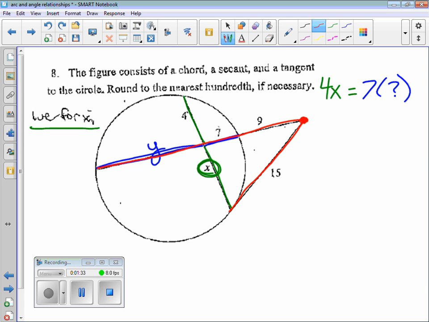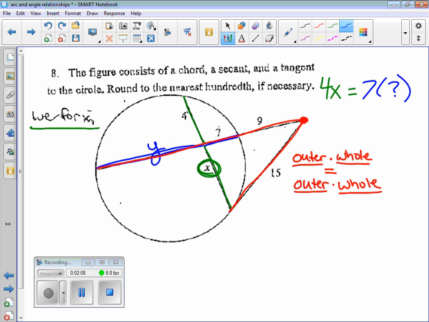That's the circumscribed angle. We have a rule for how to solve for missing pieces of this. The rule is you take the outer length times, not the inner length, guys, remember that. Outer times the whole length, and it is equal to the outer times the whole length of the other one. So the outer times the whole of the secant is equal to the outer times the whole of the tangent.